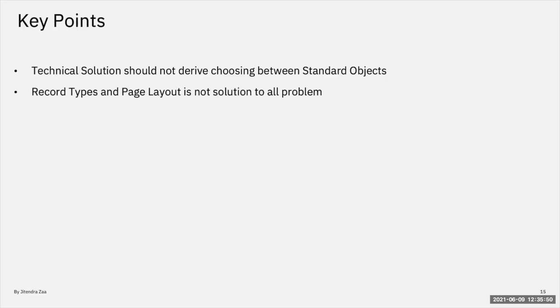Record type and page layout is not the solution. I have been on the mock, I have presented myself. And sometimes I see candidates saying, oh, we can go ahead, create a record type, and we can use the record type in the validation rule, in the trigger, and we can have different processes. Think about the maintainability. Is having multiple record types on the same object and various validation rules and triggers something you would be able to maintain in the long term?